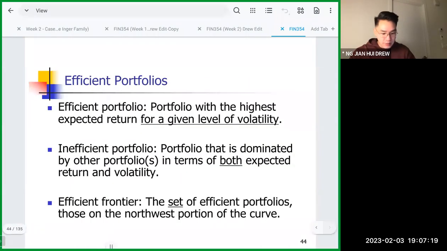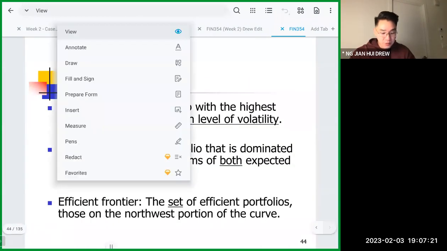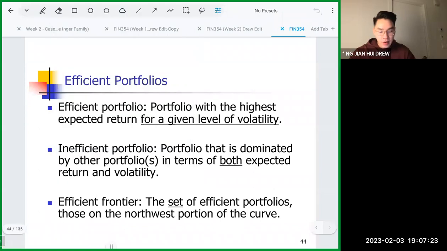Okay, which is why we have this concept called the efficient frontier. Basically, it means which portfolio, or which combination of portfolios, is the most efficient, which means it gives the highest returns for the level of systematic risk you're taking. Remember, when we talk about a portfolio, we are already diversifying away the unsystematic component.